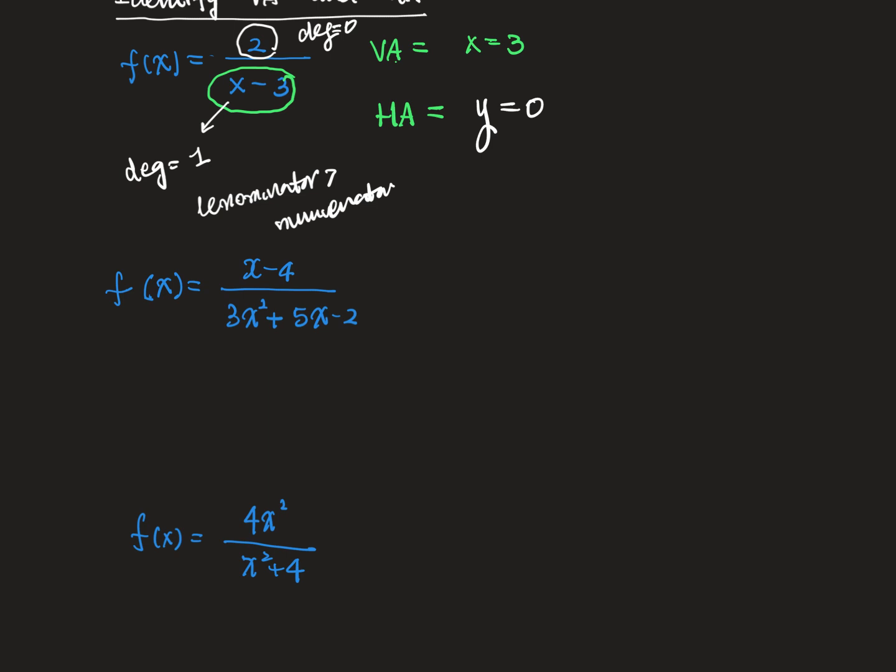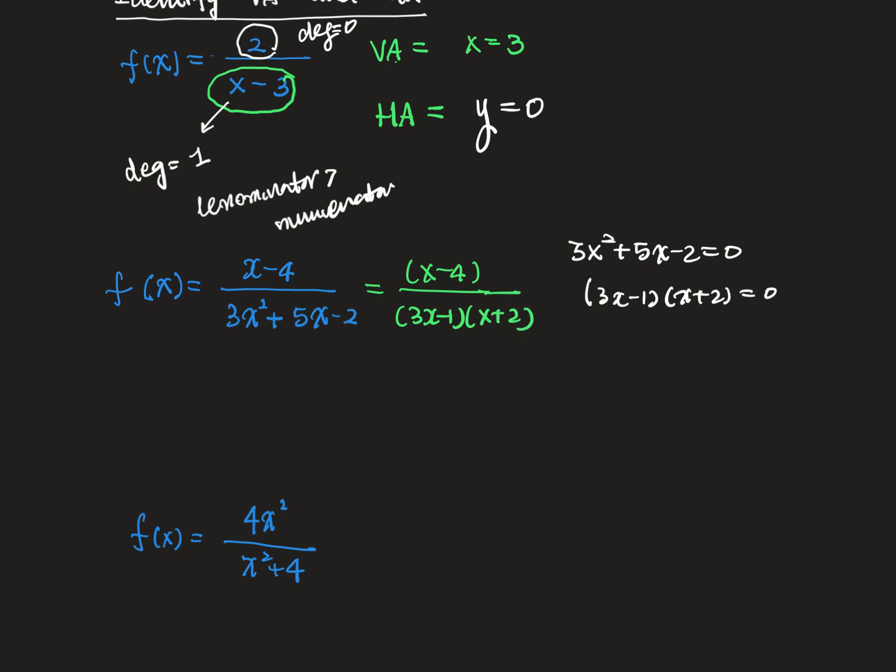For the vertical asymptote, you want to find where the denominator is 0, right? So 3x squared plus 5x minus 2 equals 0. Can you factor it? You factor it to find the zeros. I'm pretty confident you guys can do all the factoring, right? (3x minus 1)(x plus 2) equals 0. You can rewrite this one if you want: the function is (x minus 4) over (3x minus 1)(x plus 2). There is no common factor.